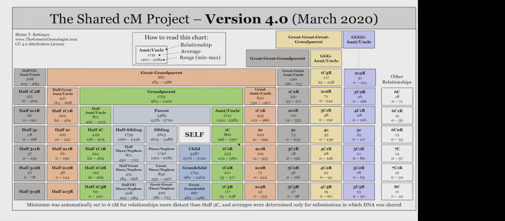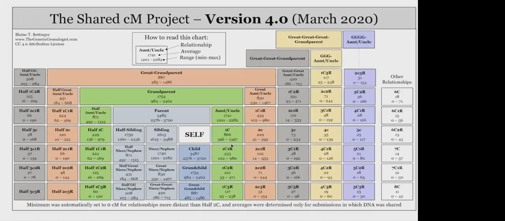Now, it's very important to understand why the number isn't exactly the same. I inherited half of my mom's DNA.